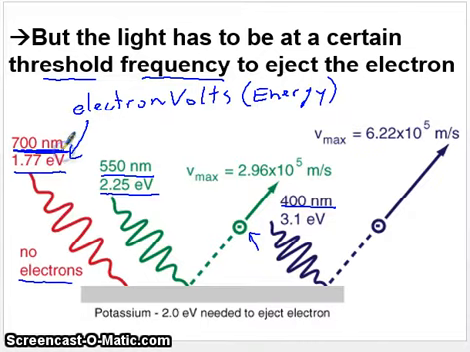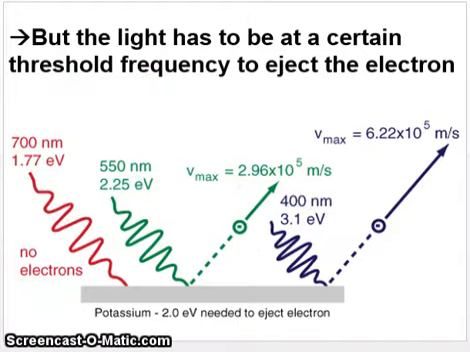the lower the wavelength, the higher the energy. You notice we go from 1.7 to 2.25 to 3.1 here. So as we decrease the wavelength, notice the wavelength of light is getting shorter and shorter as we go here. The energy increases, and that's because the frequency is increasing. So the whole idea is you have to have a certain frequency in order for this to happen.